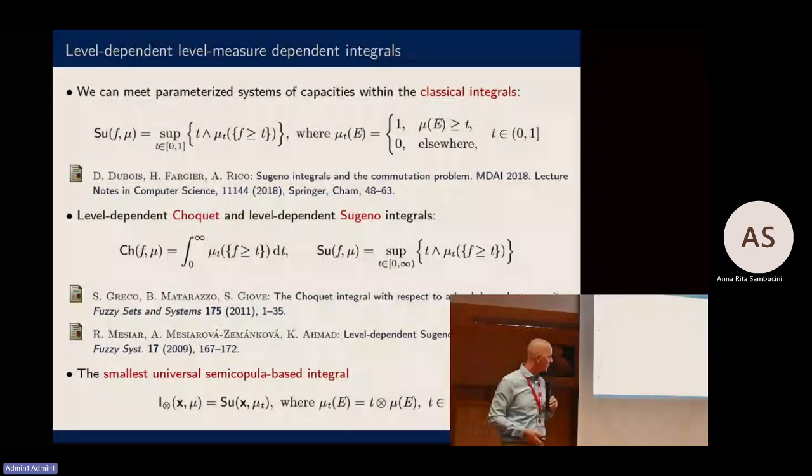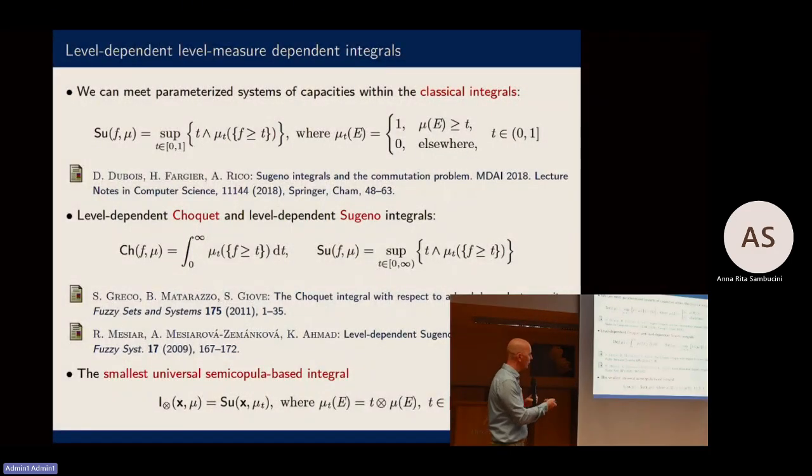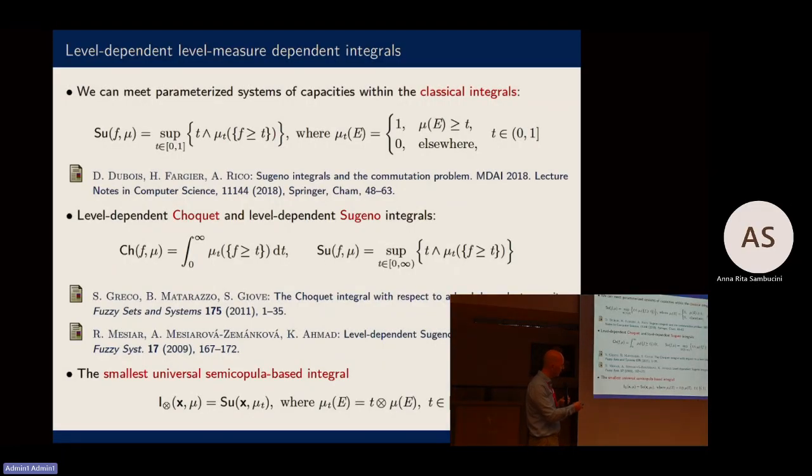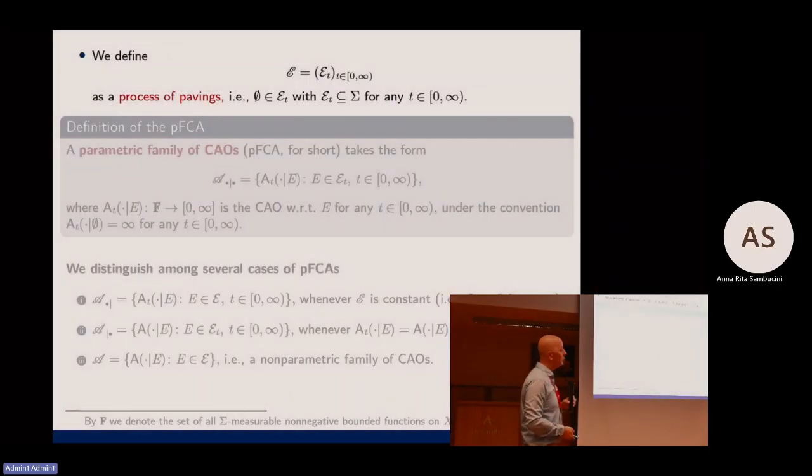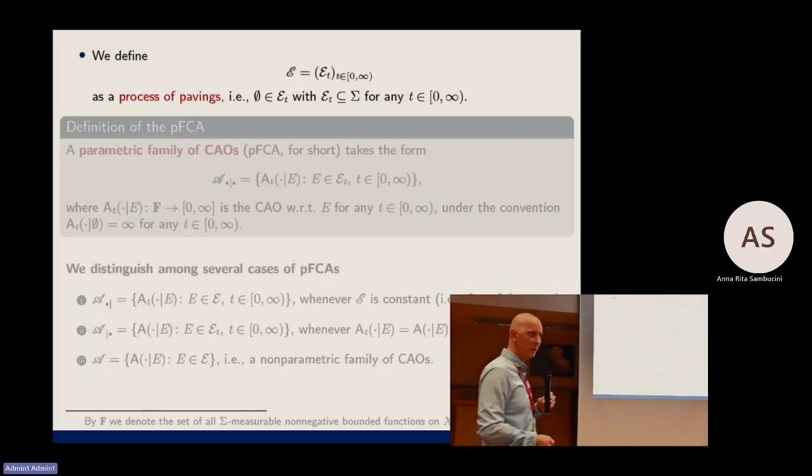And for the smallest universal semicopula-based integral, it is also well known that it is nothing but the Sugeno integral of a vector x, let's say in the discrete case, with respect to mu, which is again nothing but a level-dependent measure. It is proved in this paper in 2009. So, basic ingredients, or how to complicate things.